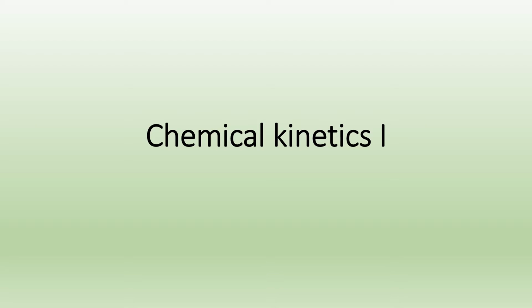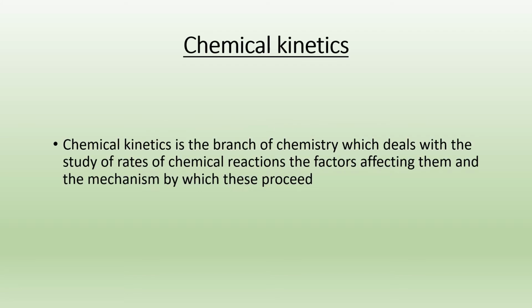So we know chemical kinetics is associated with the rates of chemical reaction, the factors influencing them, etc. In this chapter we will discuss in detail the various aspects of chemical kinetics. First of all, by definition, chemical kinetics is the branch of chemistry which deals with the study of rates of chemical reactions, the factors affecting them, and also the mechanism by which these chemical reactions proceed. So these things are generally termed as chemical kinetics, the rates of chemical reaction and the factors influencing them.